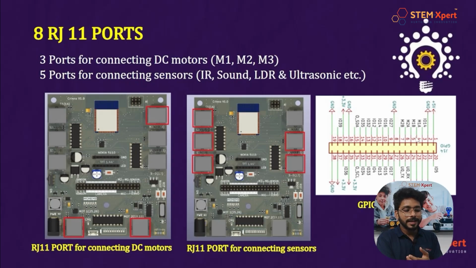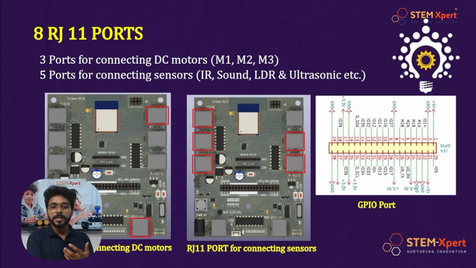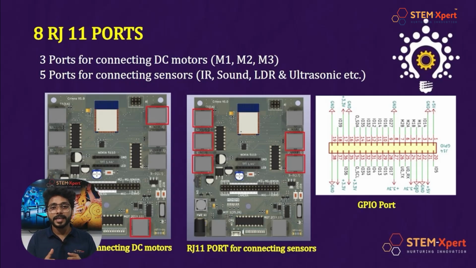So here you can see that this is the pin diagram where you can identify the pin numbers by looking at it. So this is the GPIO port that we explained, and these are the pins of the ESP32. Okay, so this is our Kreno board, and this is the board which will be acting as the central processing unit of the robot, or the brain of the entire system.